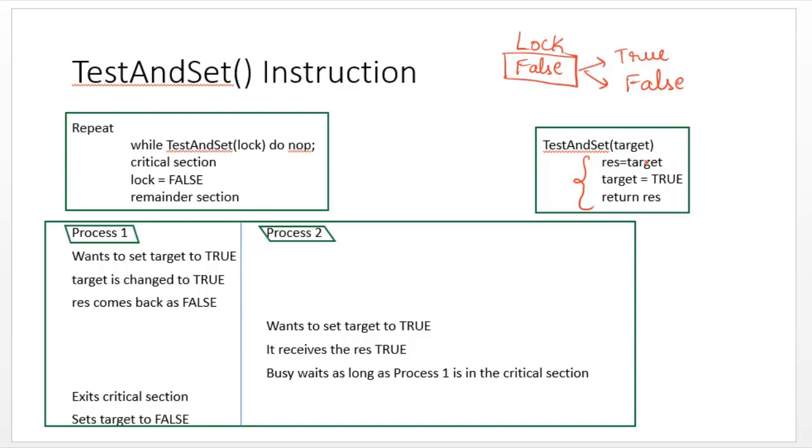That false value, whatever the old lock value is, will be initialized to result. And the process who is wishing to enter the critical section will assign target value to be equal to true, and it will receive the old value in result. And if the process receives false as the result, that means lock was free. Now it has acquired lock by writing true into this lock variable. That means it can enter into the critical section. This is the portion where process P1 is executing its critical section.